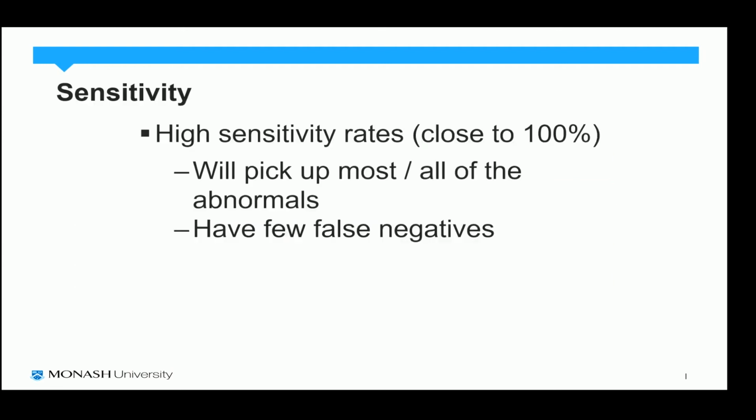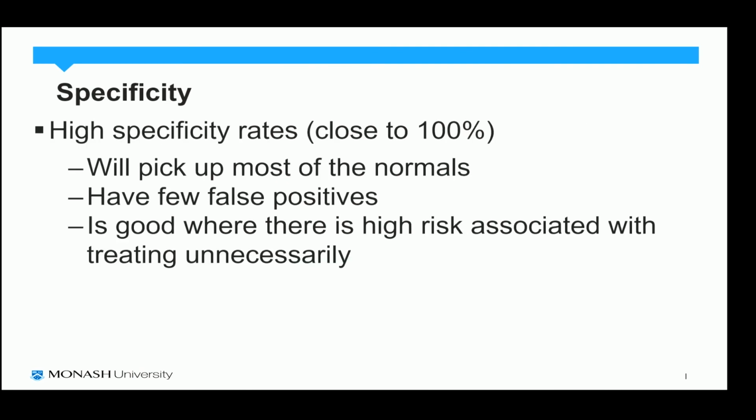So important to note that with sensitivity, you want it as close to 100%, because what that means is you have the ability to pick up most or all of the abnormals. So you want to keep the false negatives to very little. If you look at specificity, once again, try and get that as close to 100%, and that will mean that you are able to identify the normals very well and that there are very few false positives. And it's very useful where there is a high risk associated with unnecessary treatment.